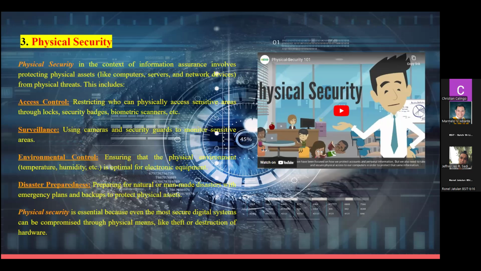Surveillance, using cameras and security guards to monitor sensitive areas. Environmental control, ensuring that the physical environment, like temperature, humidity, etc., is optimal for electronic equipment. Disaster preparedness, preparing for natural or man-made disasters with emergency plans and backups to protect physical assets.